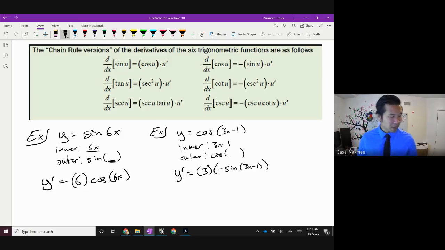So the chain rule applies to these trig functions, and applies to other functions as well. Your job is to identify what's your inner function, what's your outer function, what's the gum center and what's the candy shell on the outside. Once you identify that, the derivative using the chain rule is just, well, that. Okay? All right.